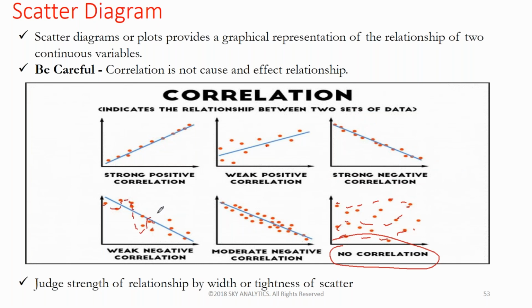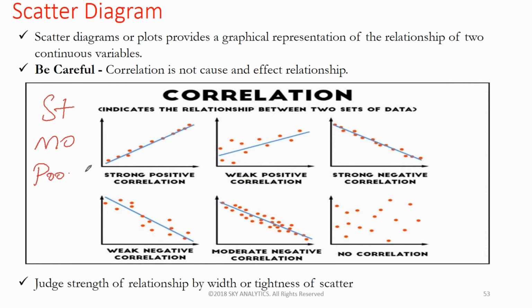Instead of telling it as weak positive and weak negative, you can tell it as moderate. You can tell it as moderate rather than telling it as weak positive, weak negative. So I'll explain in the next slide how you can determine how it is strong, how it is moderate, how it is poor or weak. In the next slide I'm going to explain those things.